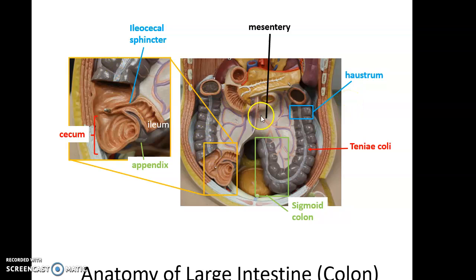Other things worth pointing out is that this tissue here represents the mesentery, which is part of the peritoneum, and helps connect the intestines to each other and also carries lots of blood vessels.